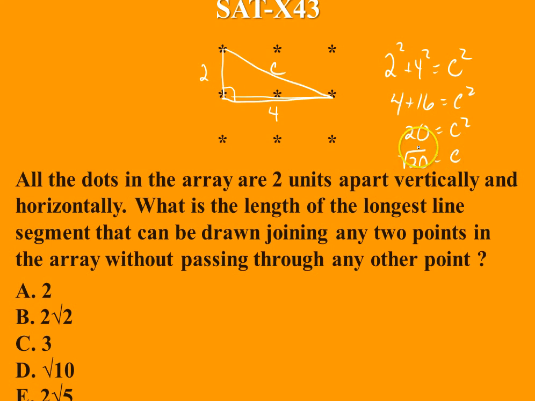the square root of 20 can be simplified because the square root of 20 is the same as the square root of 4 times 5. The square root of 4 is 2. It comes out in front of the radical, and it gives us 2 radical 5, 2 square roots of 5, which is choice E. Done.